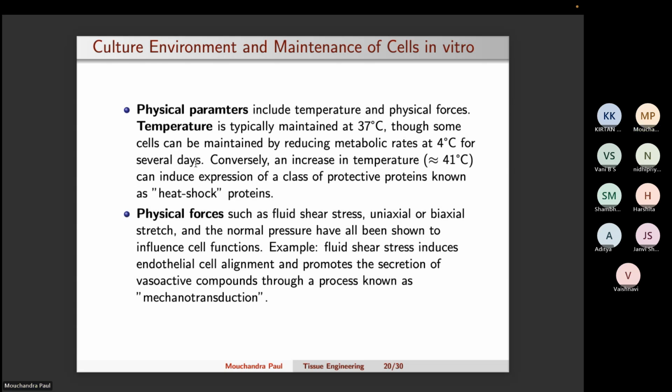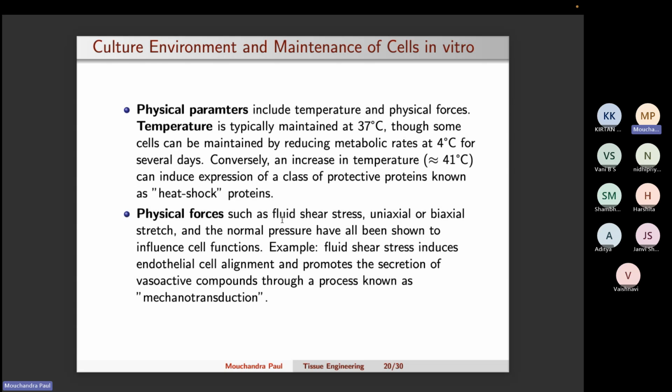But if you increase the temperature, say to 40-41 degrees Celsius, then what will happen? Then the cell will start expressing a special kind of protein called heat shock protein in order to protect itself. Okay, so you don't want this kind of stress response in your cells, which can affect your normal cell function. That is why we always maintain our incubator at 37 degrees Celsius.